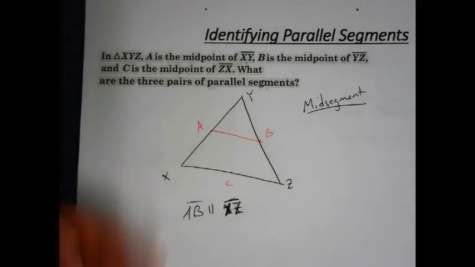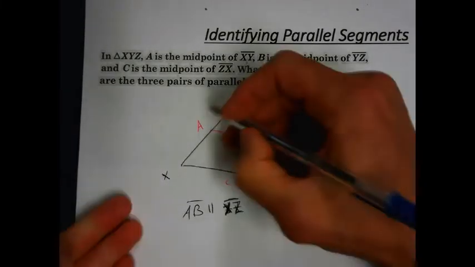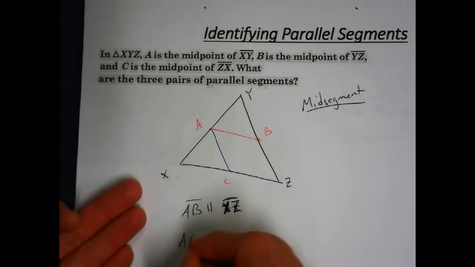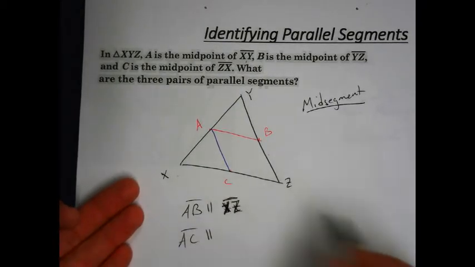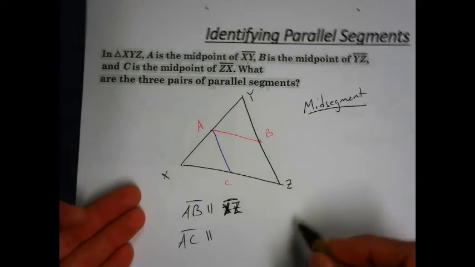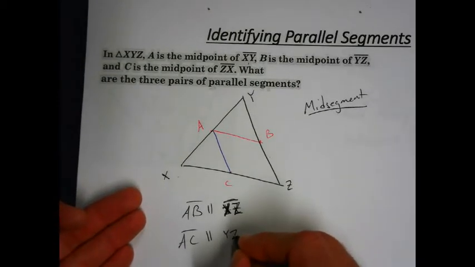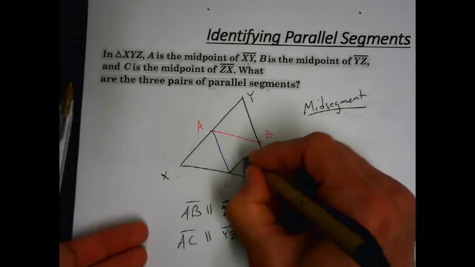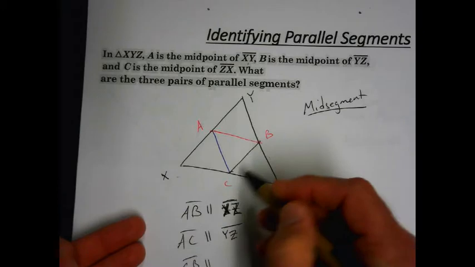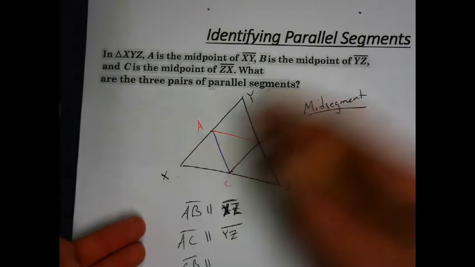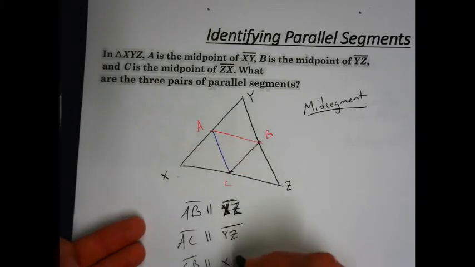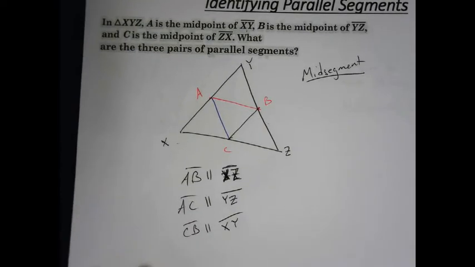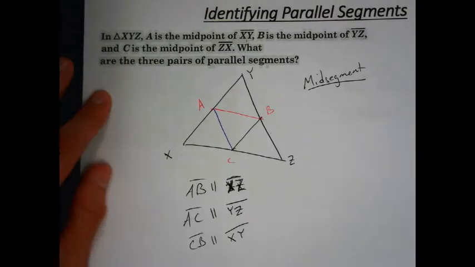Now we have other midpoints, right? A is a midpoint, C is a midpoint. Therefore, AC is a midsegment, and if AC is the midsegment, it is parallel to and half of YZ. And then B is a midpoint, C is a midpoint, so we have CB is a midsegment. And midsegments are half and parallel of the third side. So we have CB parallel to XY. And those are our three pairs of parallel segments.